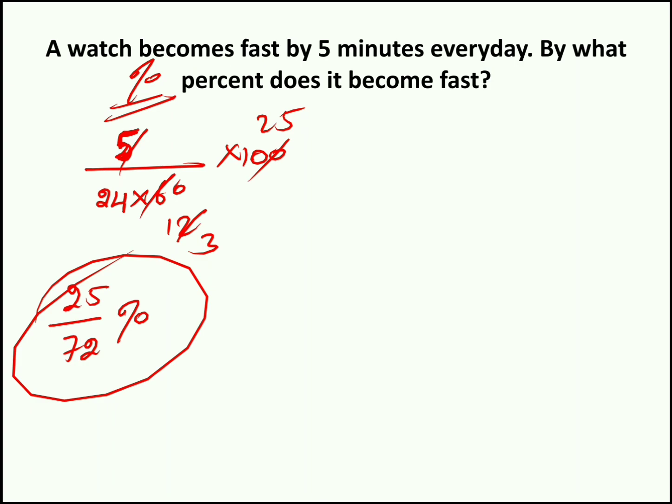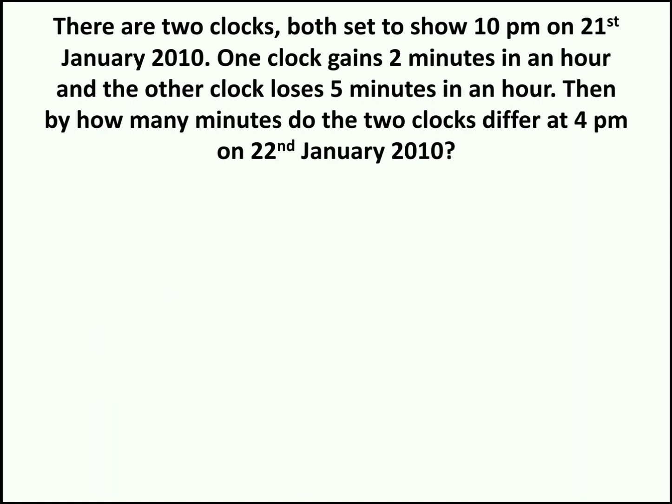Now moving to the last question of the session. There are two clocks both set to show 10 p.m. on 21st January 2010. See, on 21st January 2010, both the clocks are displaying 10 p.m. on the first watch and 10 p.m. on the second watch. One clock gains 2 minutes in an hour. So this clock gains 2 minutes in 1 hour. And the other clock loses 5 minutes in an hour. So this clock loses 5 minutes in 1 hour.